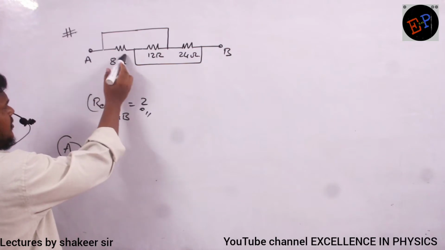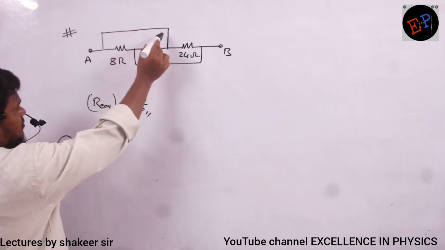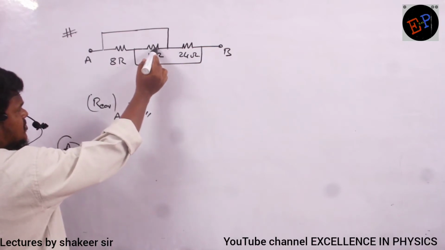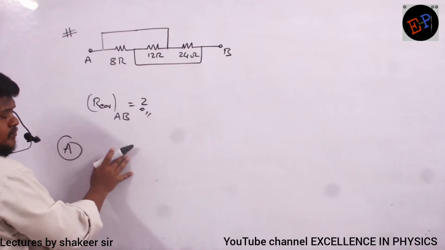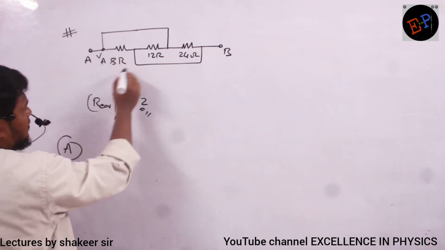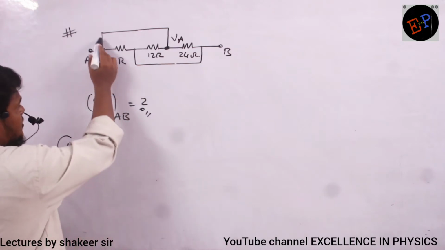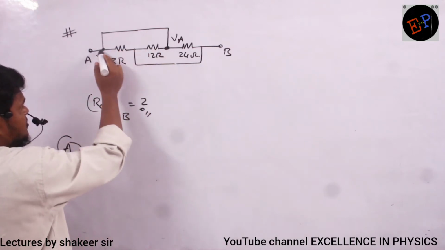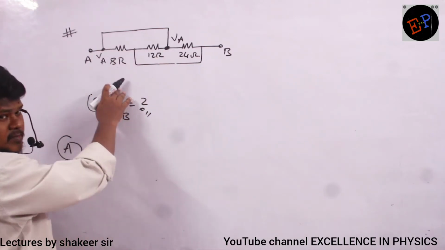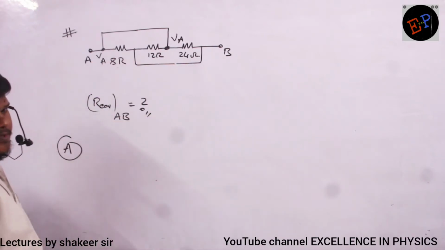To point A, 8R is connected. And from point A, we have one connecting wire also, which connects 12R and 24R. Okay? It means that if the potential here is VA, here also the potential is VA only, no? Because between these 2 points, there is no resistor. Are you able to understand, ma? So this point and this point are equipotential points.